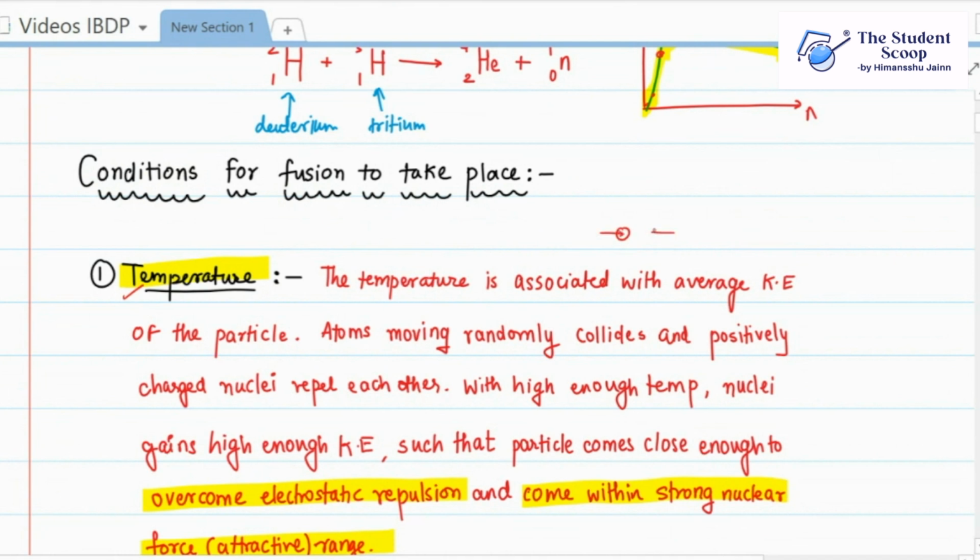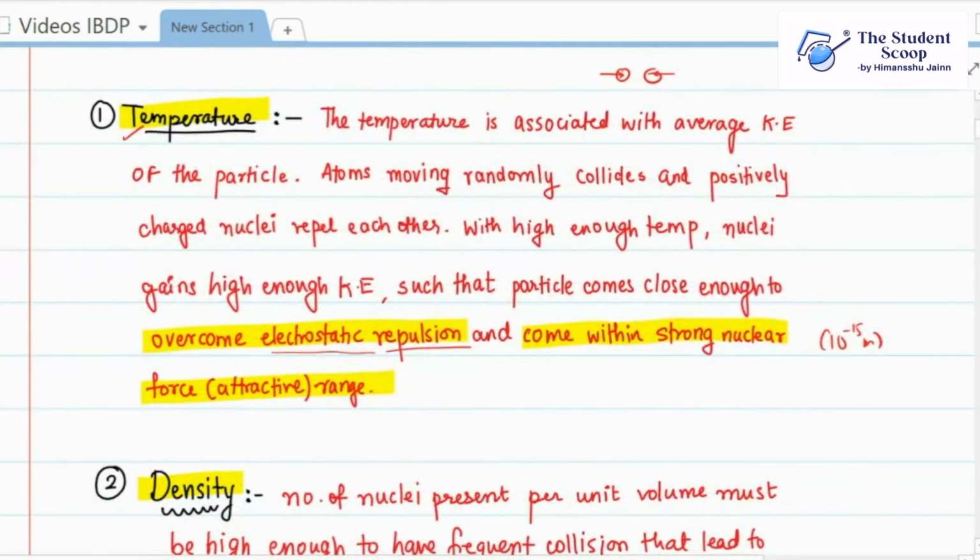Now, because the nuclei are positively charged, most of the time when the particles collide they get repelled by the repulsive force of the nuclei. But if we have high enough kinetic energy, then the electrostatic repulsive force can be overcome and the particles can come within the range of the strong nuclear force, which is roughly around 10 to the minus 15 meters. So once the particles are within the range of the attractive strong nuclear force, the particles get fused together, forming a heavier element. Okay, so temperature is a very important thing.